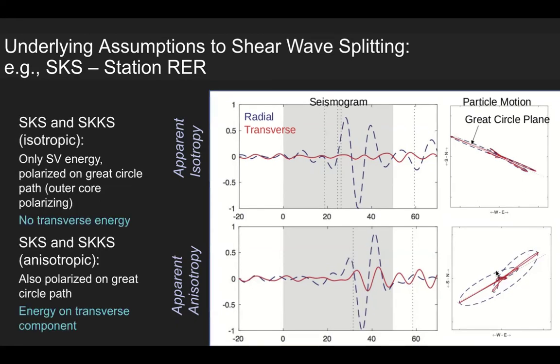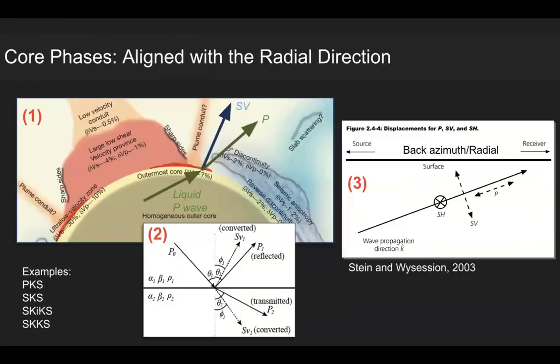Okay, just to summarize, in the isotropic case, we should see no transverse component energy, it should be almost zero. But if we see apparent anisotropy, there should be energy on the transverse component. That is what I'm looking for in the synthetics: could there be other sources causing energy on the transverse component that we need to consider?